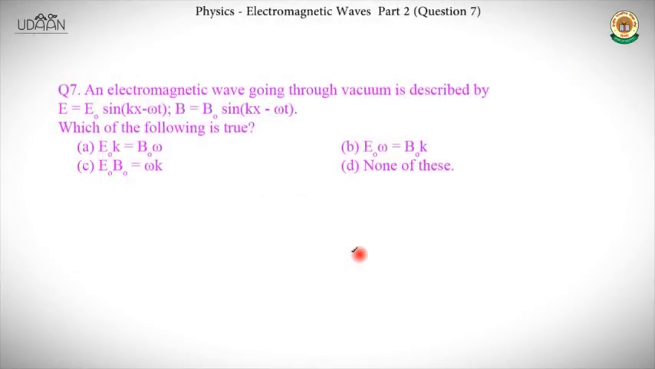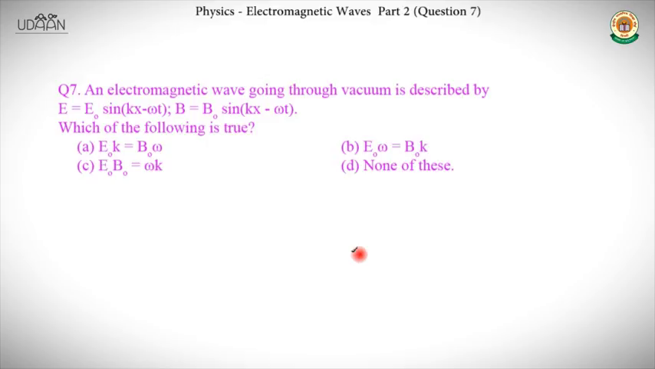An electromagnetic wave going through vacuum is described by E equals E_0 sin(kx − ωt) and B equals B_0 sin(kx − ωt). Which of the following is true? So we have been given 4 options and we have to select one of these. So how do you think we'll approach this problem?